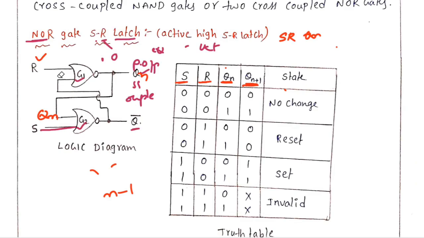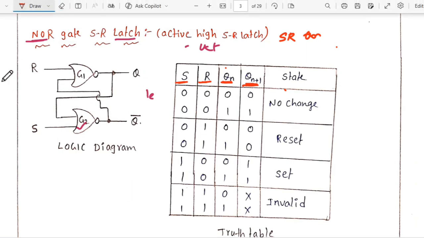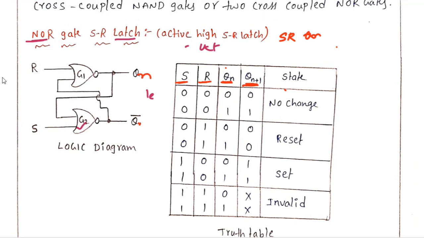You should remember this very clearly, otherwise you will get confused. This is an SR latch. S and R are the present inputs, and Q and Qn bar are the present outputs, but these present outputs are given to the inputs of the NOR gates. Qn bar is given to the input of G1. They are present outputs, but since they are given back to the input of the gate, they are called past outputs.